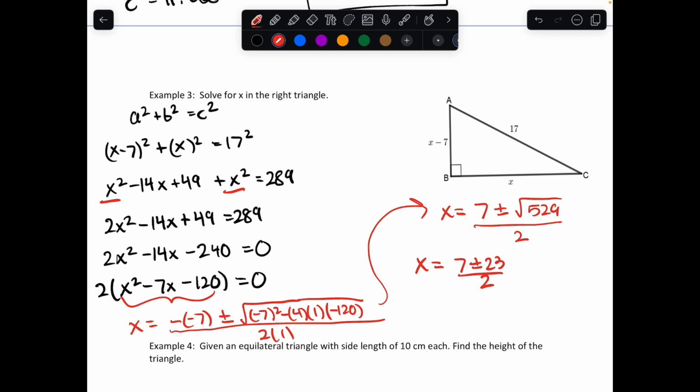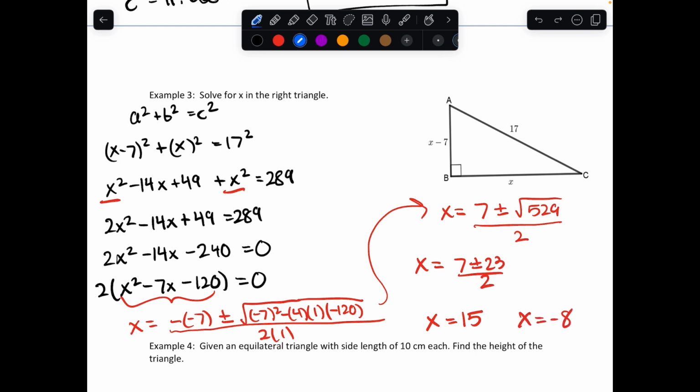Now this is going to give me two different numbers. First off, if I treat it as addition, so I do the plus, we're going to have 7 plus 23, which is 30. And then 30 divided by 2 is going to be 15. So our first number is that x is equal to 15. But let's check our second number. If I do the minus, we'll have 7 minus 23, as in we'll have negative 16. And then negative 16 divided by 2 is going to give us negative 8. So we have x is equal to negative 8.